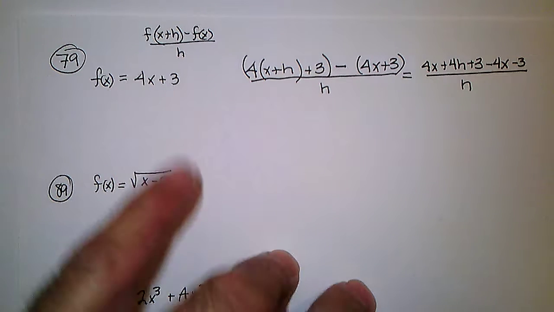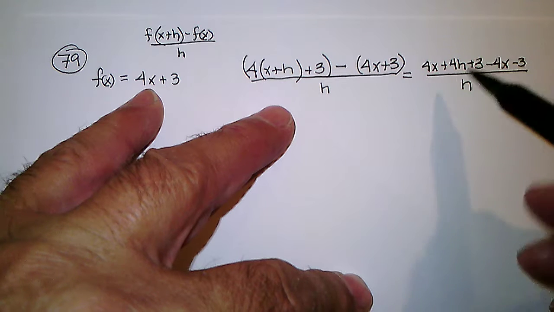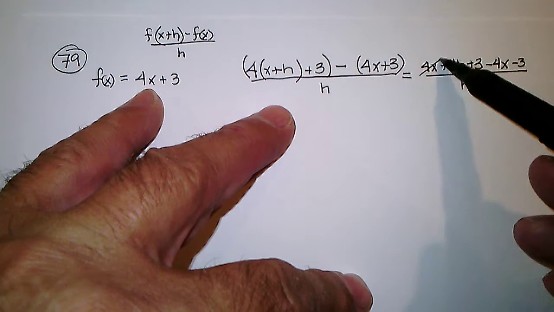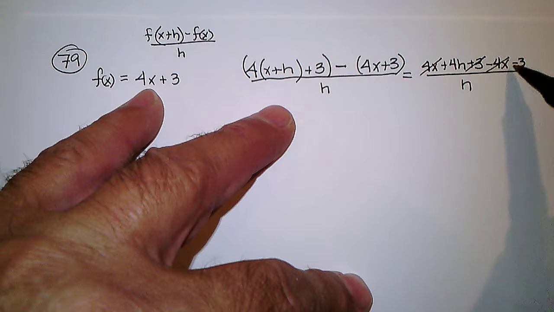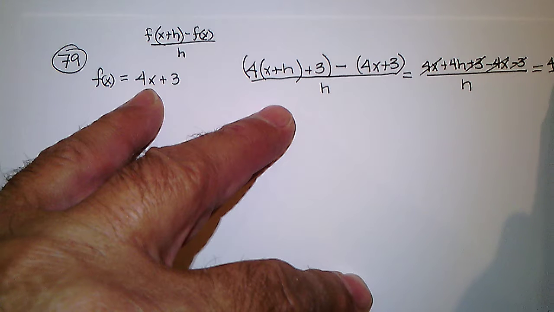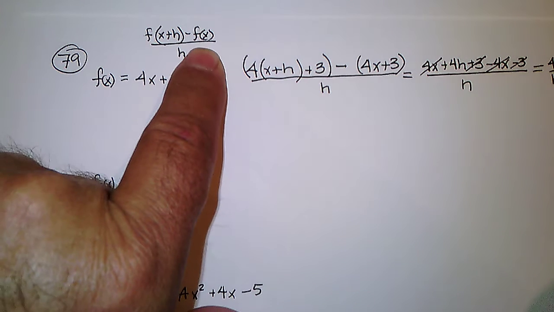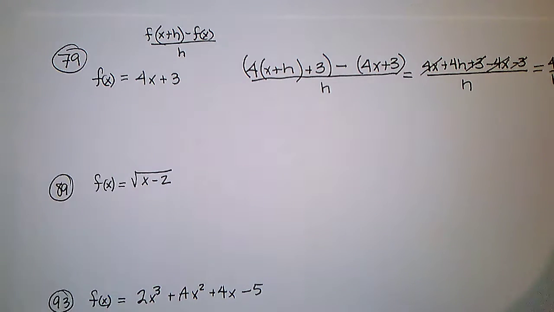And as I said, if we have a normal line or parabola or a cubic or something like that, all the non-h terms should cancel. 4x minus 4x plus 3 minus 3. So we have 4h over h, which is 4. Now, the difference quotient is supposed to give us the slope. This has a slope of 4, so it works out.